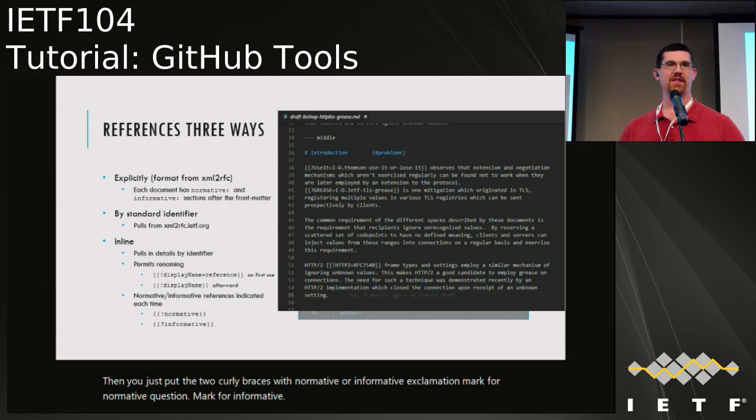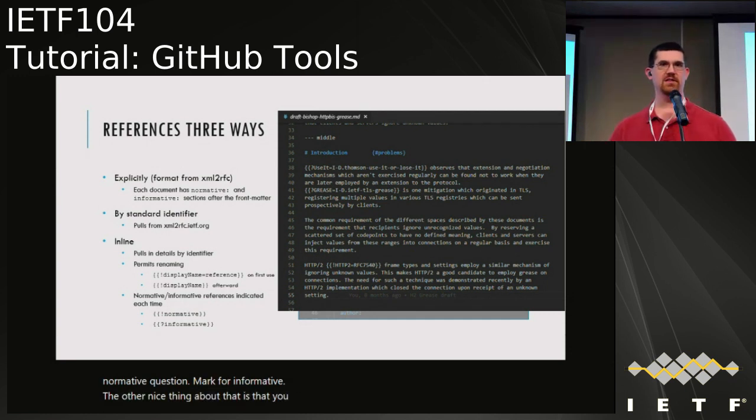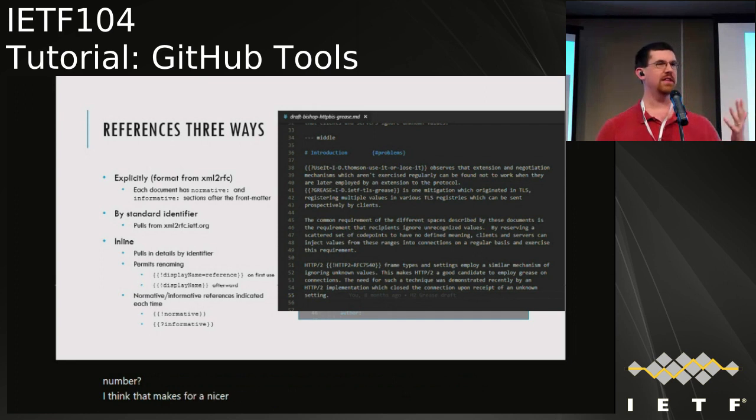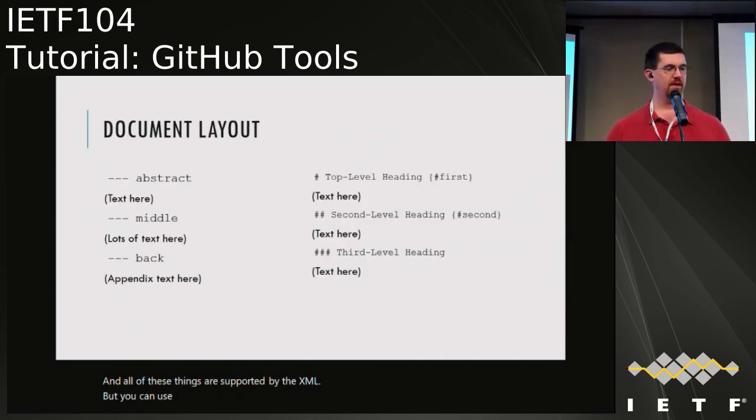The other nice thing about that is that you can give a different name to that reference. So if I want to call RFC 7540 HTTP2 instead of always referencing by number, I think that makes for a nicer output. And all of these things are supported by the XML, but you can use Kramdown and the Markdown format to lead into it.